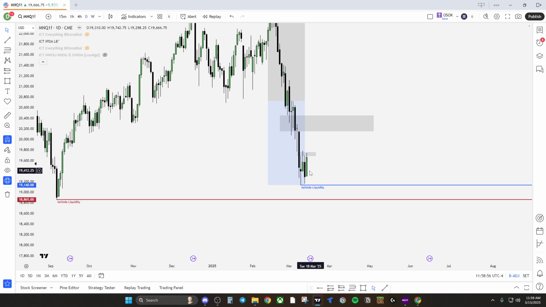Personally, we have news on Monday. Since we have all these body closures within this internal, I kind of favor this to seek external range because we have this failure swing right here that failed to take that low. So I kind of want to see previous week low and maybe that daily sell side here get tagged. That's what I'm expecting.